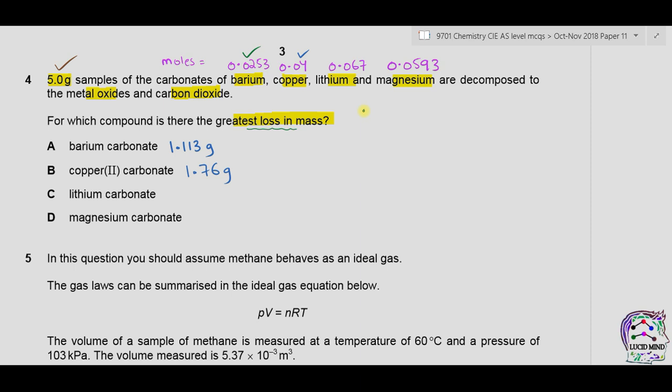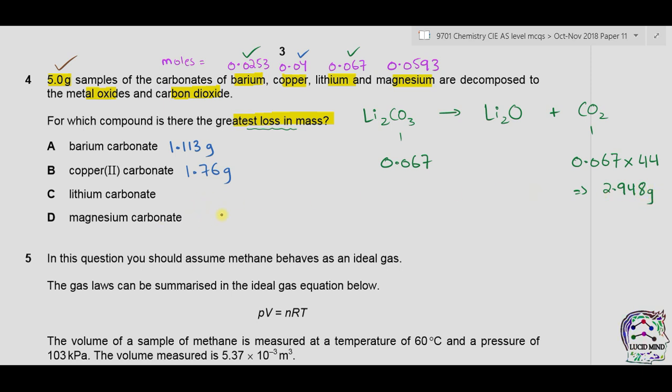Third one is lithium carbonate. It decomposes to lithium oxide and CO2. Again the ratio is 1:1 and the equation is balanced. So for 0.067 moles, the moles of carbon dioxide will be same. Converting it into mass, we can multiply by Mr of CO2. So it comes equal to 2.948 grams.